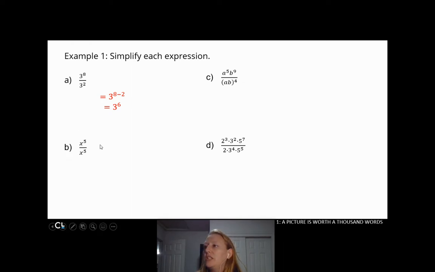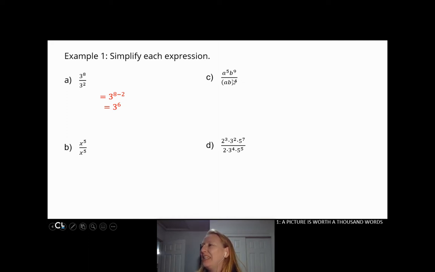If we come down here to B, I notice I have x to the 5th divided by x to the 5th. Now, some of you realize if you have something being divided by itself, you know the answer is going to be 1. But let me show you the exponents as to why that works, right? So I have the same base of x, so I can subtract my exponents. Oh, sorry, went off to the side. We'll come back to B in a second. Sorry, it went out of order. I guess we're doing C first. My bad. So let's come over to C.